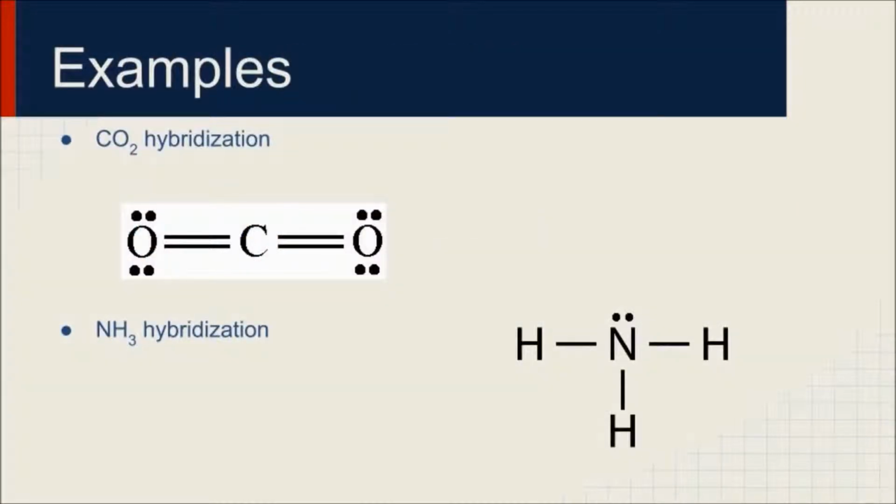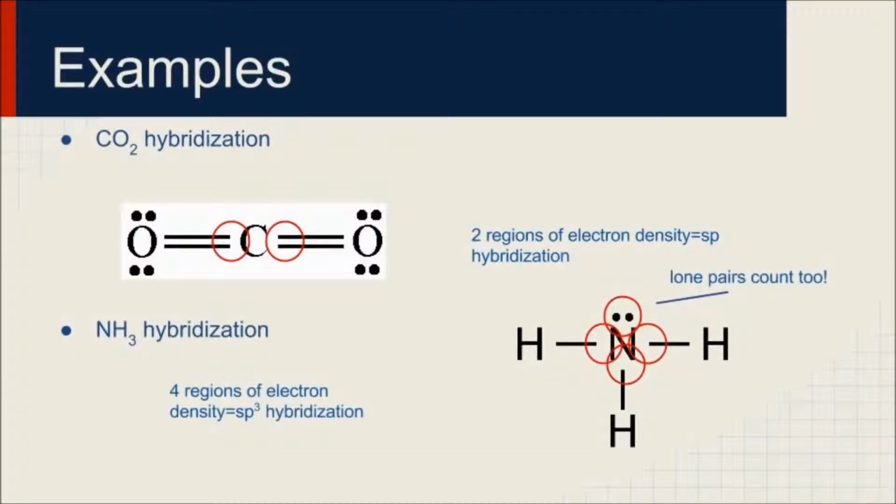First, we'll look at carbon dioxide. As you can see, there are 2 regions of electron density, the 2 oxygen atoms, so the hybridization is sp. Now we'll look at ammonia. There are 4 regions of electron density: the lone pair of electrons, and the 3 hydrogen atoms. Make sure that you count lone pairs, so the hybridization is sp3.